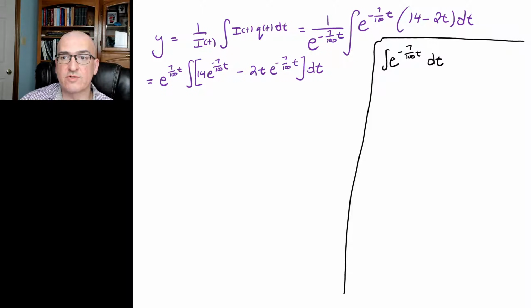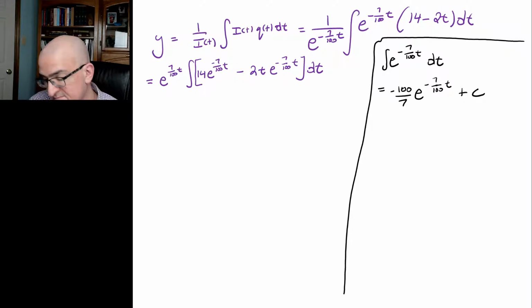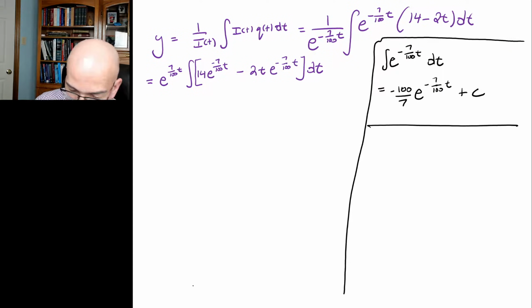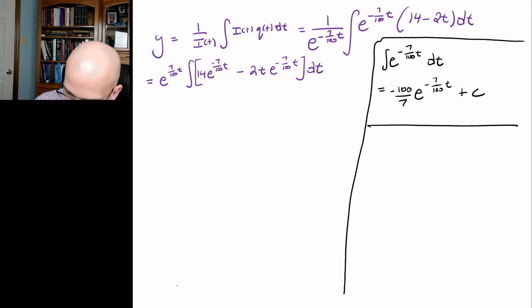So we'll use a substitution. w is equal to negative 7 over 100 t. Complete the substitution. What you'll find is that this is equal to negative 100 over 7 e to the negative 7 over 100 t plus c. The other one's harder. So the integral of 2t times e to the negative 7 over 100 t.